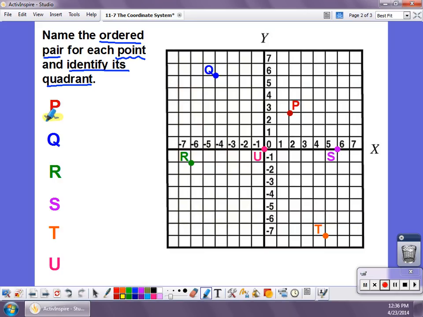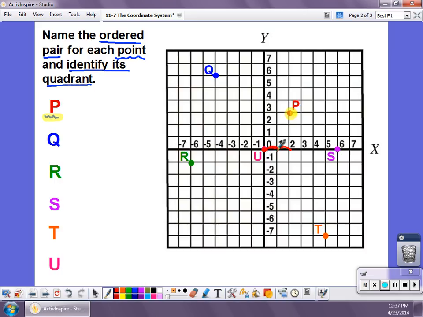So if I want to look for point P, it is right here. Now, if I want to know how do I get to point P, I need to think about, okay, I always start at my origin right here. And we know for an ordered pair, the x value comes first. So I want to know how far do I need to go on my x-axis to get to this point.